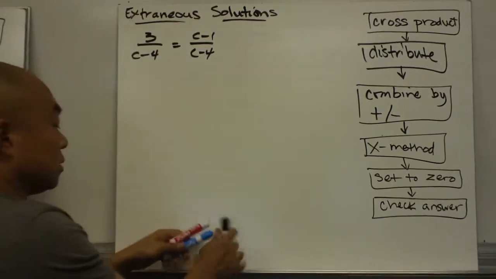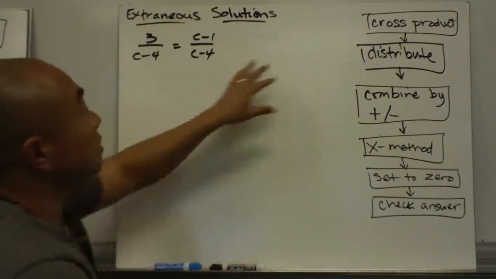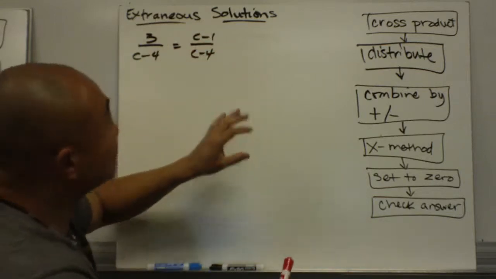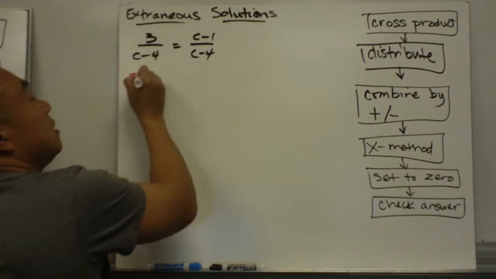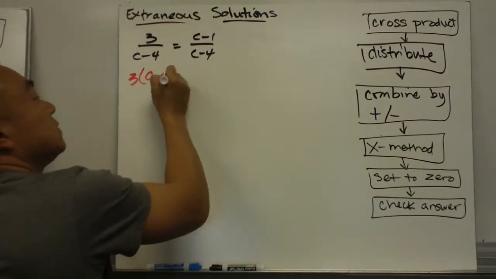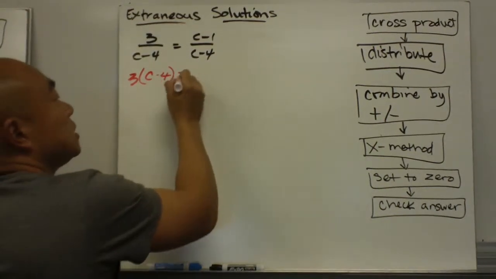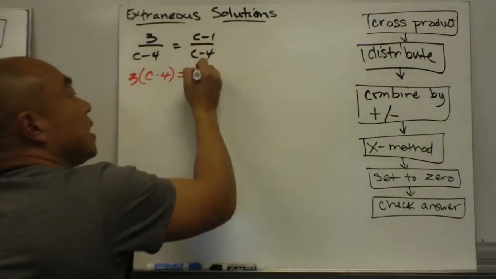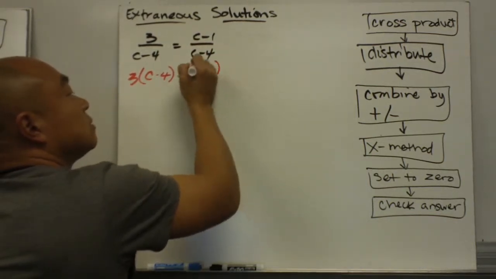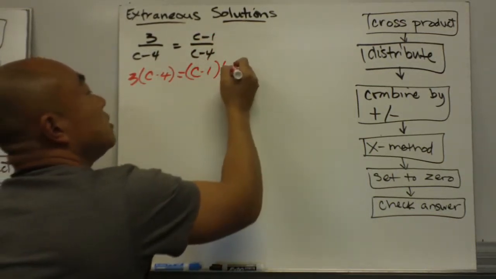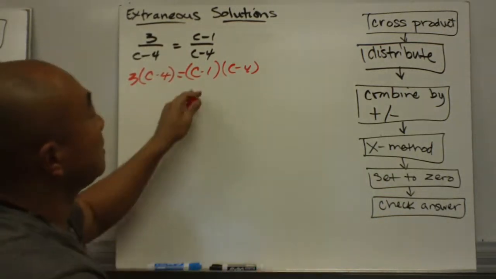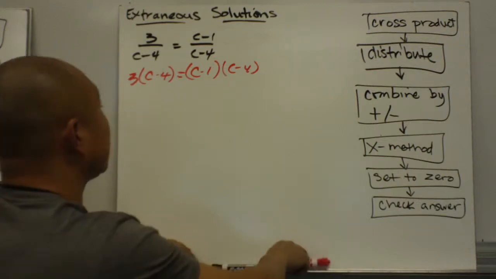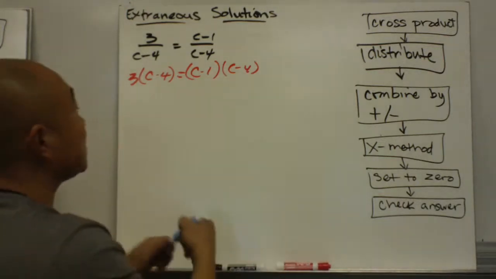Okay? So let's first of all notice that it is in a proportion format. So all we really have to do is cross products. So here I'm going to have 3 times c minus 4 is equal to, and now here you have two binomials. So here's my c minus 1 times c minus 4. So you're going to have to do a little bit more work right here because of the binomials that you're going to be working on. So now we're going to distribute both sides.